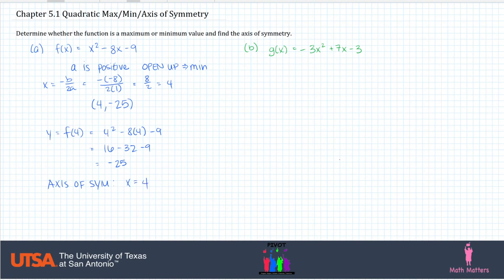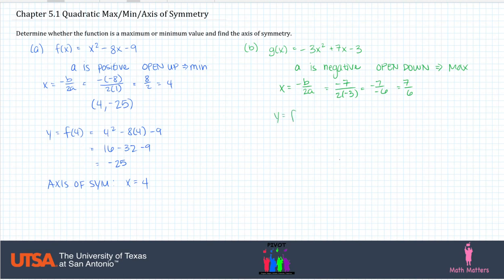Then for g of x, this time a is negative, so it's going to open down. So we're going to get a maximum. And then to find it, we have negative b over 2a, which is negative 7 over 2 times negative 3. And this gives us negative 7 over negative 6, which is just 7 over 6.